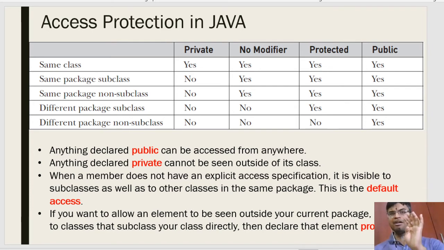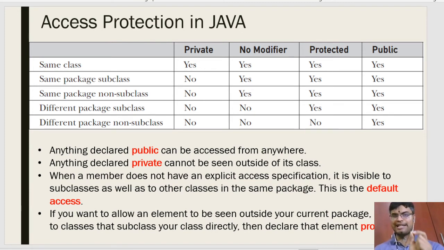So mainly there are 4 access specifiers in Java to keep your classes and methods safe from intruders and hackers to access your methods and classes. So look at this chart very carefully. Your private, when you declare a function or a method in a class as private, listen carefully now.